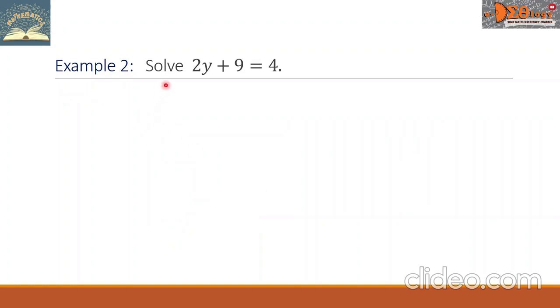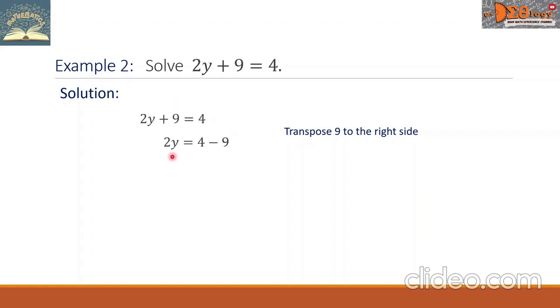Example 2. Solve 2y plus 9 equals 4. Let us isolate 2y. Let's move this 9 to the right side. Or we say that we transpose this number 9 to the right side. Since this is positive 9, when it transposes to the right, it becomes negative. Or we say that the sign changes. So we have the left side now is 2y equals 4 minus 9. 4 minus 9 is simply negative 5.